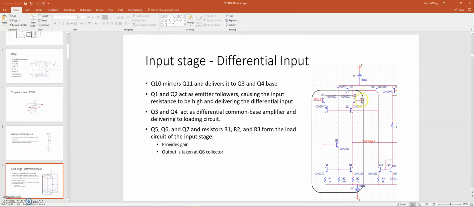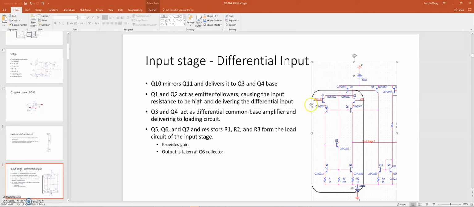So we are here in the input stage. This is a differential input. First we are building our current mirror with Q8, Q9, Q10, and Q11. Q10 and Q11 are feeding the current to the bases of Q3 and Q4, and Q8 and Q9 are feeding the current to Q1 and Q2. Q1 and Q2 are acting as emitter followers. The purpose of having emitter followers here is that we want to create a very high input resistance, and then this signal will be collected from the bases of Q2 and Q1.